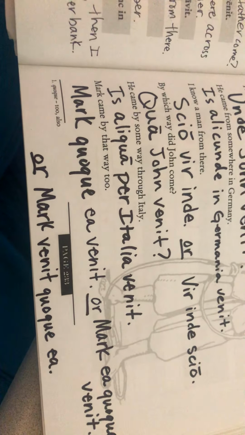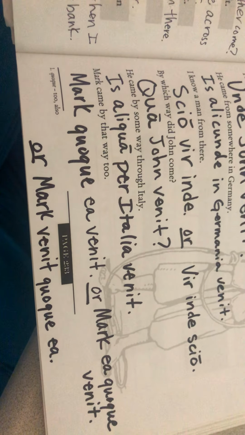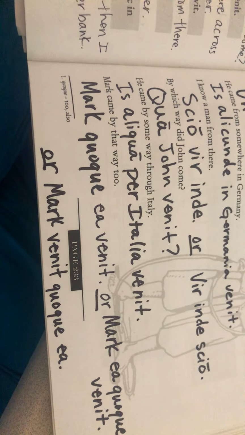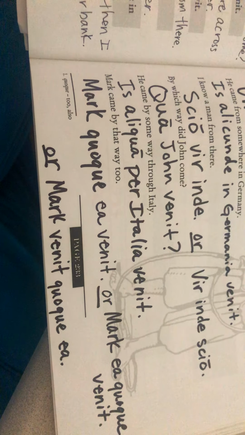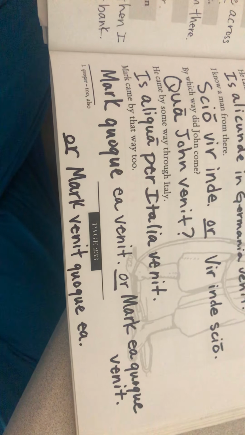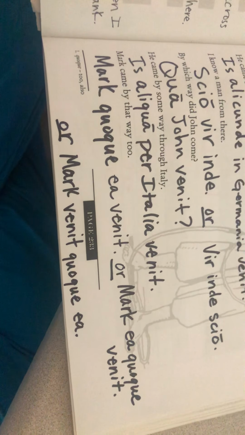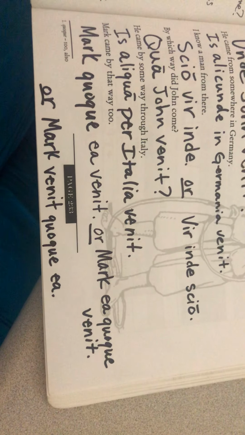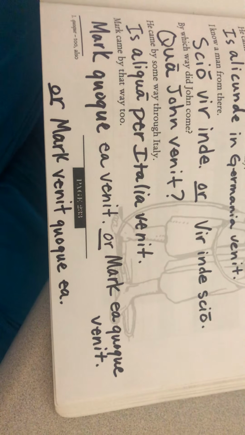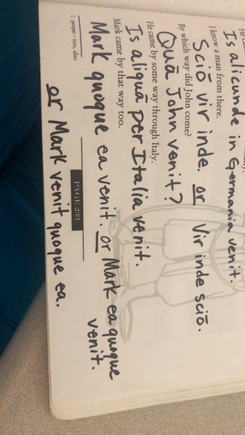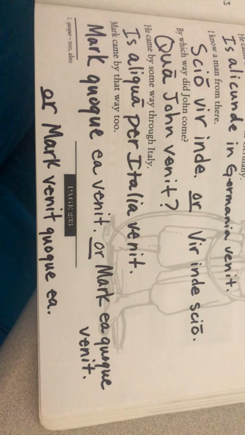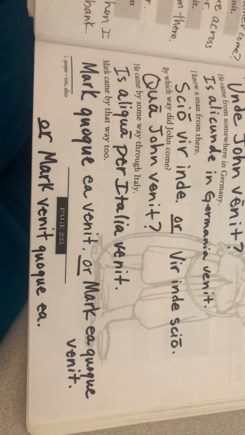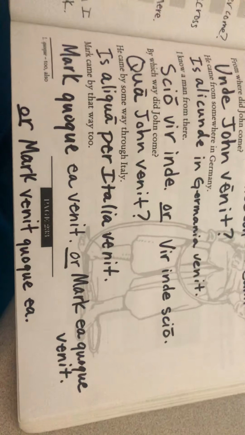Okay? By which way did John come? Qua John venit? He came by some way through Italy. Is aliqua per Italiam venit. Mark came by that way too. So Mark quoque ea venit, or you can say Mark ea quoque venit, or you can say Mark venit quoque ea. Once again, like I said, you can switch sentences around and put verbs at the end. You can put them in the middle. And it doesn't make the sentence wrong.